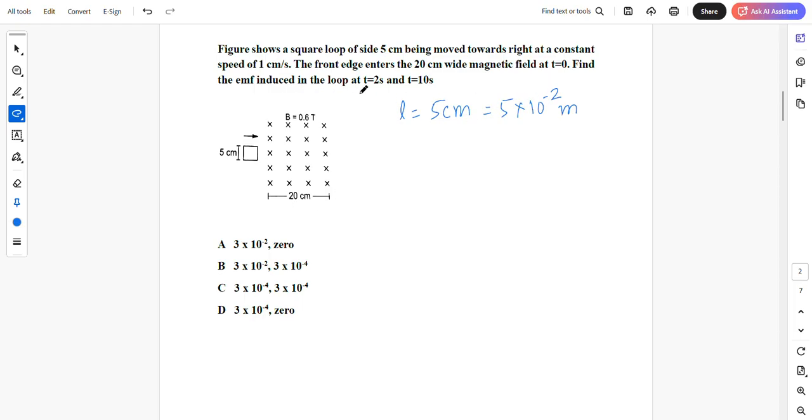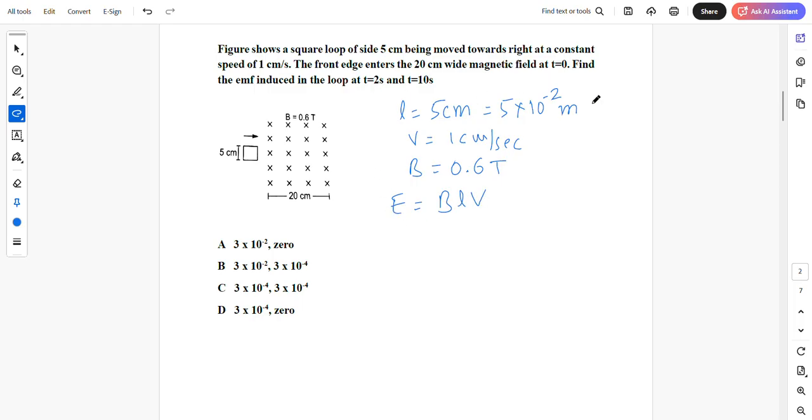Find the EMF induced in the loop at t is equal to 2 seconds. What is the formula for EMF induced? They have given V is equal to 1 centimeter per second, and B is 0.6 Tesla. The formula for calculation of EMF induced is E is equal to B L into V.